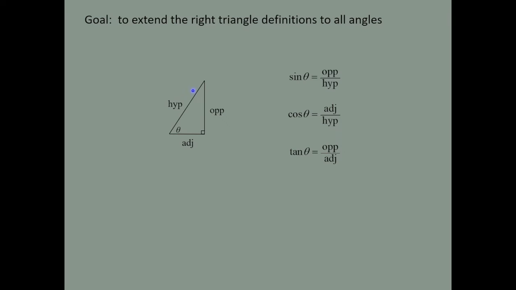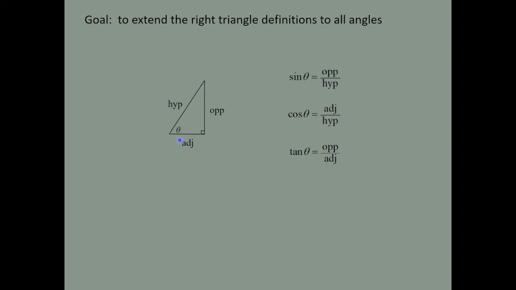The ratios of any 2 sides of this triangle are dependent on this angle, and we use that correspondence between the ratios and the angles to solve right triangles for missing sides and missing angles. Now we want to find a meaningful way to define these ratios for angles that are not part of a right triangle and possibly not part of any triangle at all.